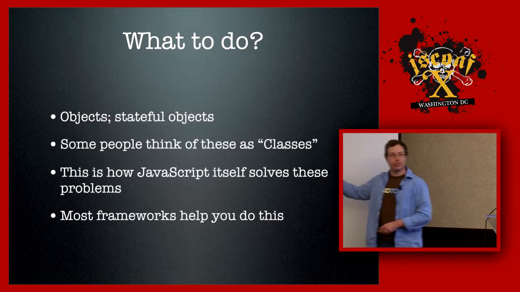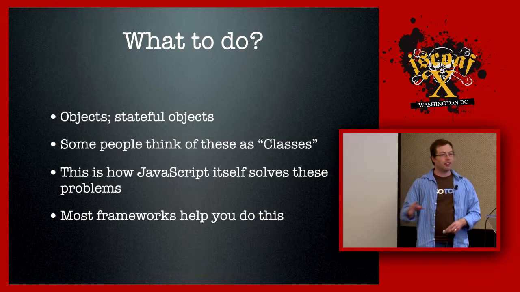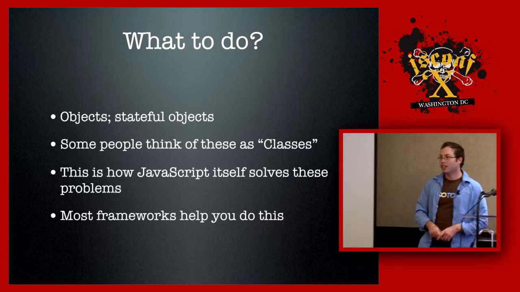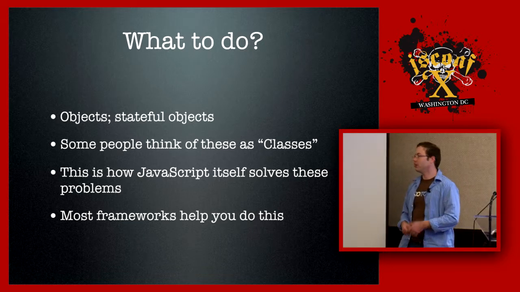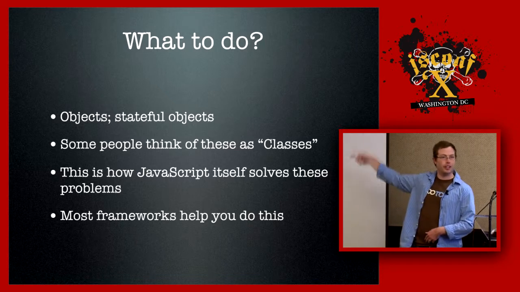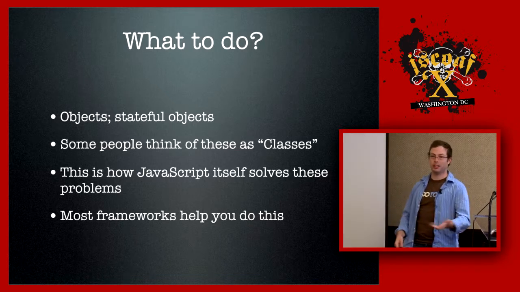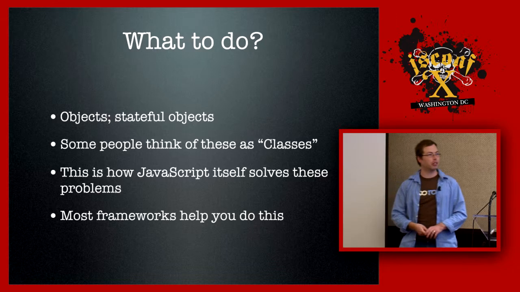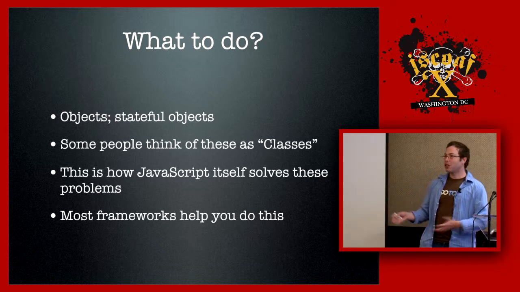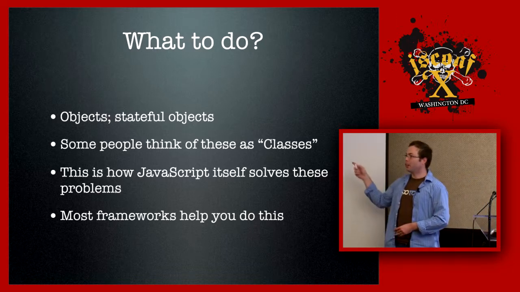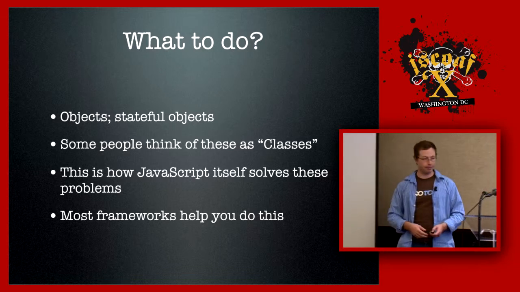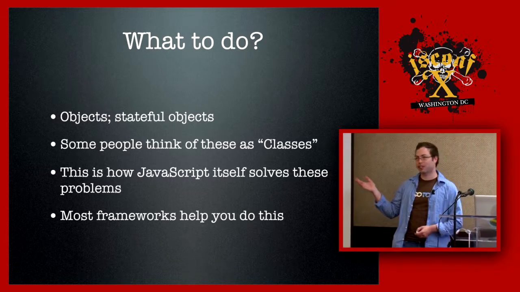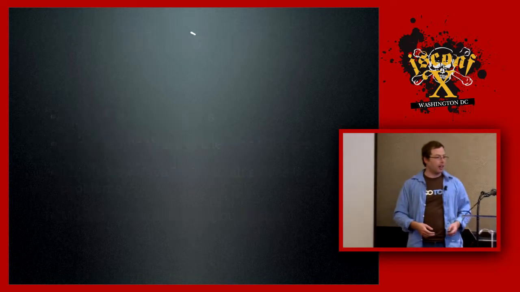Most frameworks help you do this stuff. Not all of them. Some things are really designed for one thing. A CSS select engine is not doing this stuff for you. It's helping you select elements out of the document. But by and large, most of the development frameworks help you write code in a more structured and reusable manner. So that's why I'm going to give examples in more than one of them.